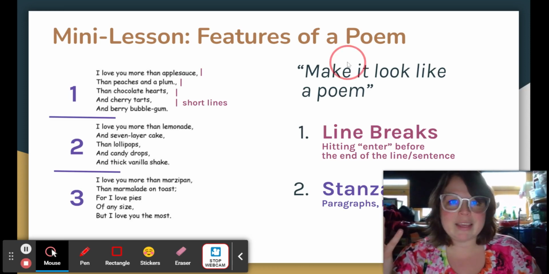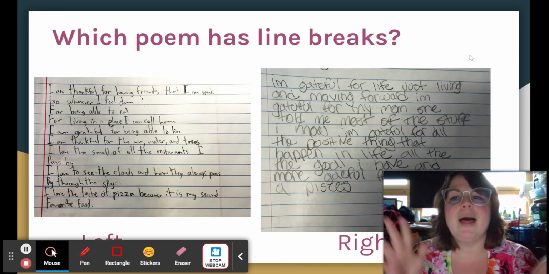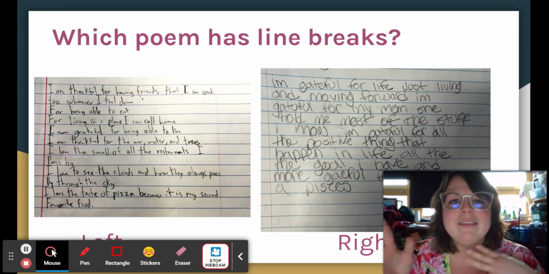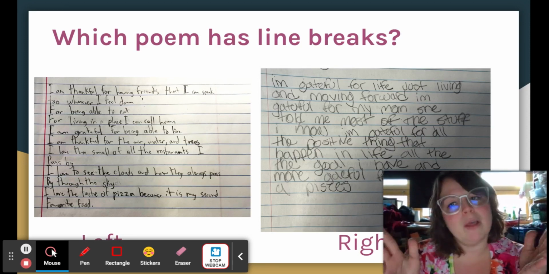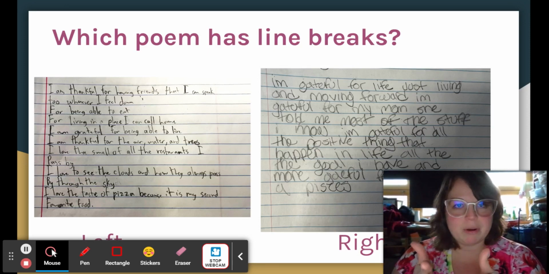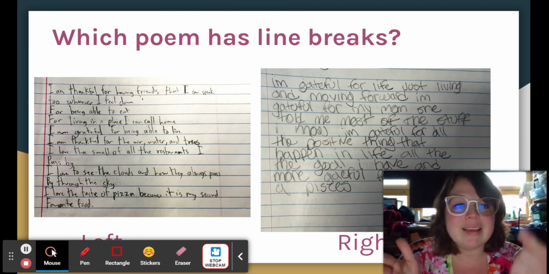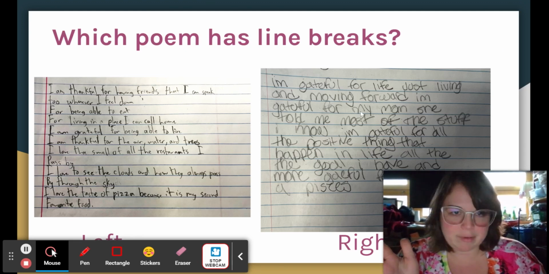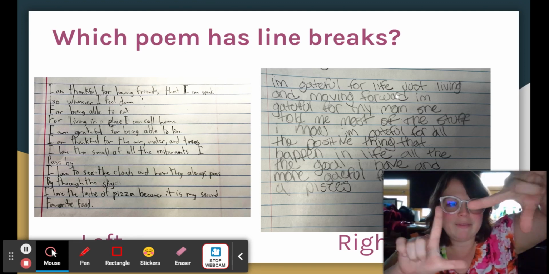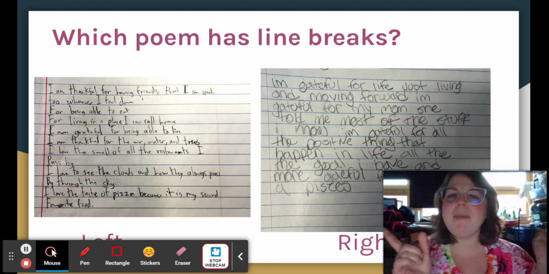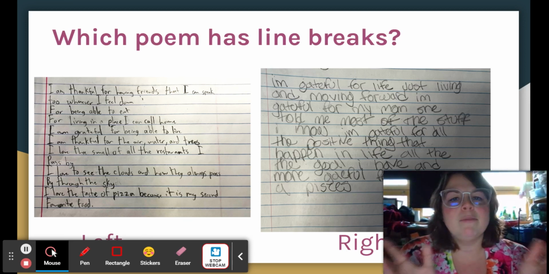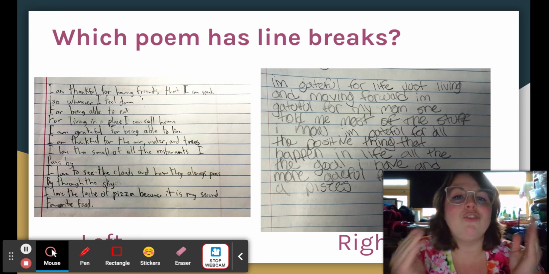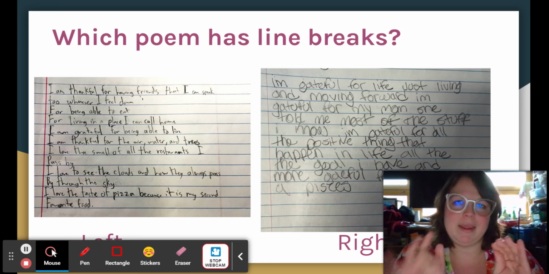So you can see an example of someone on the left who has different size lines. Some of them are long, some of them are medium, some of them are short, but this person was adding line breaks to make it look like a poem. As opposed to the person on the right, whose poem kind of looks like a square because they're not paying attention to line breaks. This person on the right needs to add line breaks when they start typing it up.